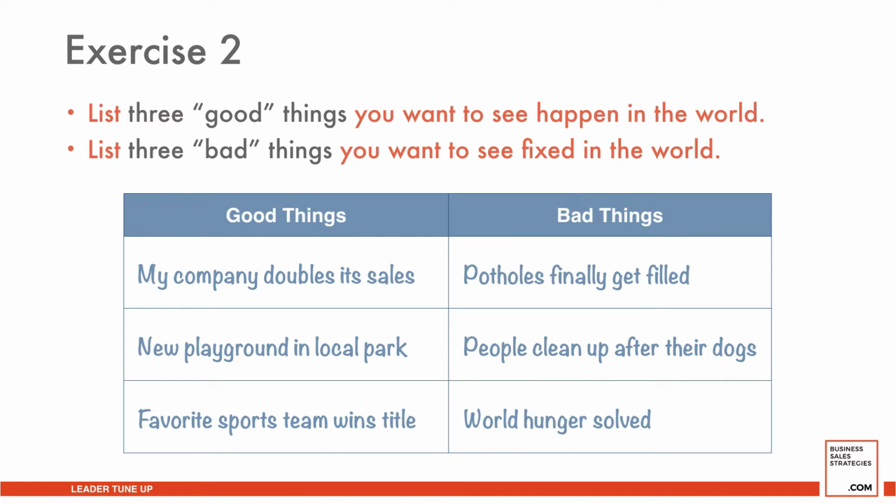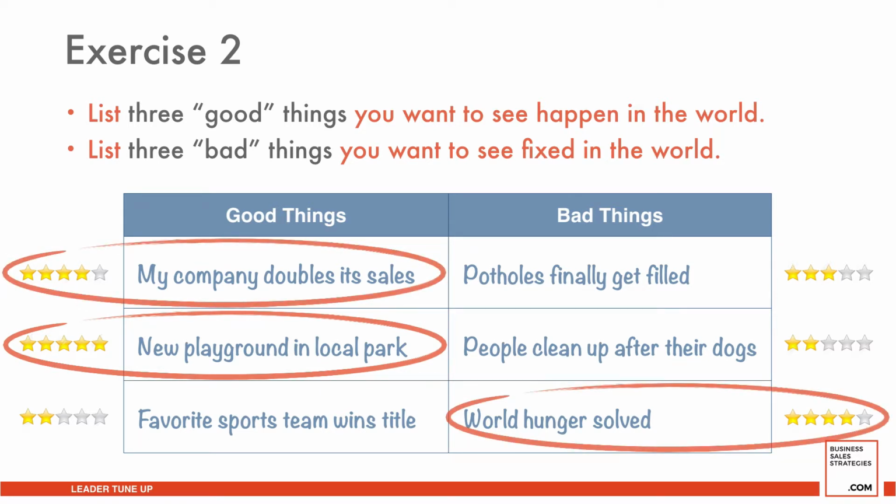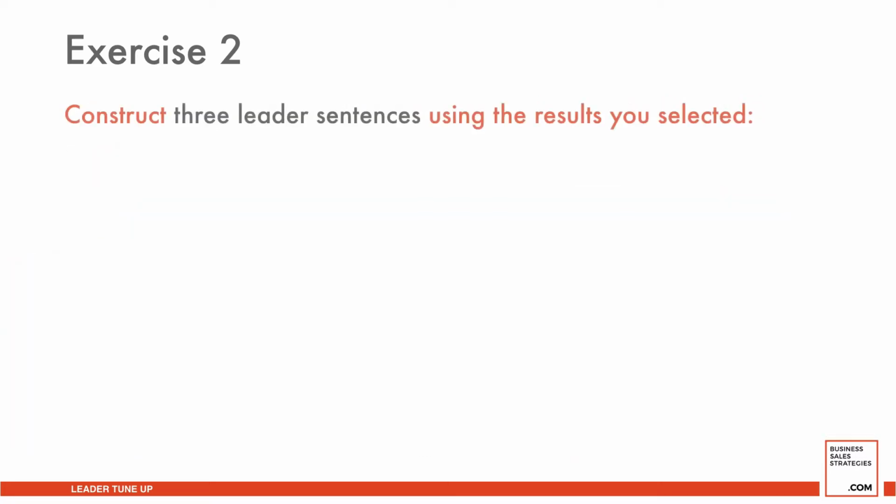So let's start now, and using a 5-star rating, let's assess how much juice you feel about any of these items. So we're going to rate them all 1 to 5 stars. And now let's circle your top 3, the ones that really resonate with you the most, that you'd like to see changed or improved. Now, in the next step, we're going to construct 3 leader sentences using the results you selected.